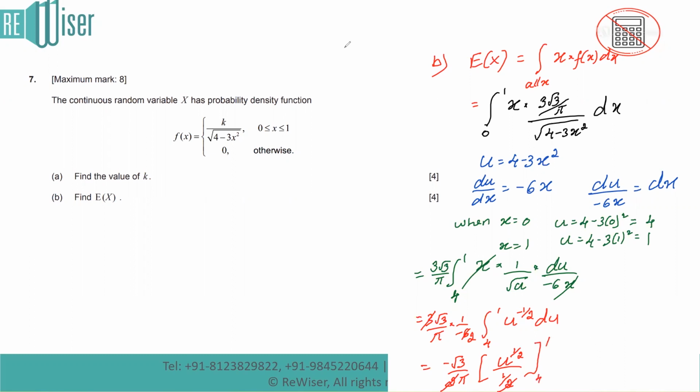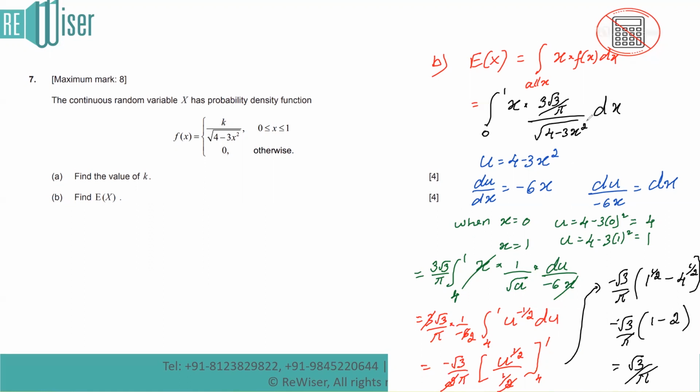Now, when I apply the upper limit and the lower limit, we will be getting the answer. So it's negative root 3 by pi into, when I apply the upper limit, 1 to the power of half minus 4 to the power of half. 1 to the power of half is just 1 itself, and 4 to the power of half is 2. So it's going to give me minus 1. So minus root 3 times minus 1 would be just root 3. So the final answer is just root 3 by pi. And that is the expected value for this probability density function.